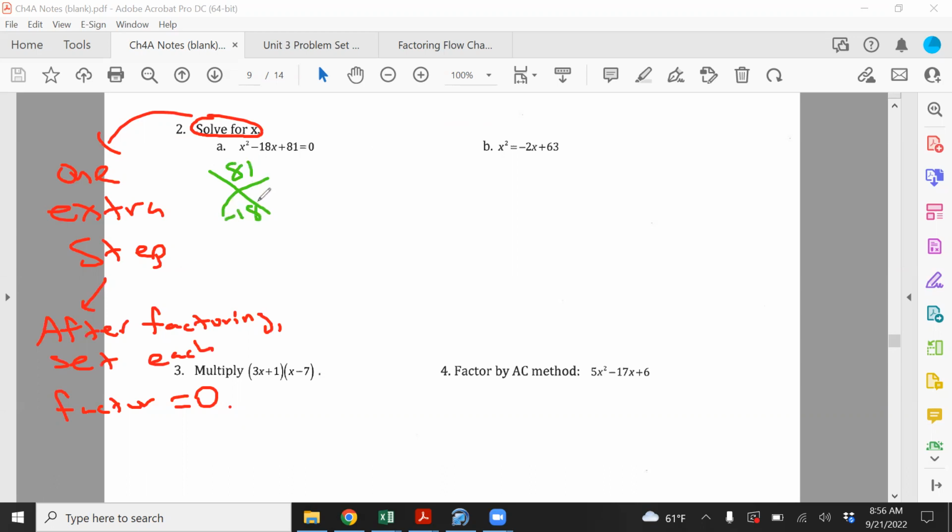But the bottom line is this: what 2 numbers multiply to 81 and add up to -18? 9. But both are negative, right? Yeah, exactly. No, that's good. You said 9, but just make sure you make both negative, right?